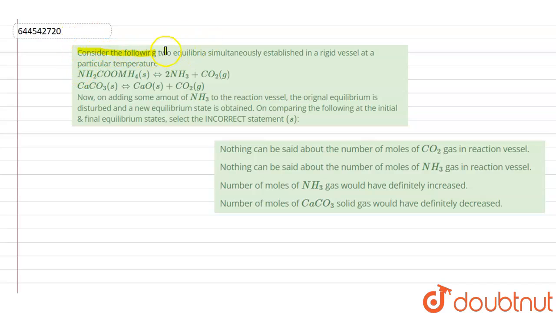Hi all, let me read the question. Consider the following two equilibria simultaneously established in a rigid vessel at a particular temperature. We have the equations. Now, on adding some amount of NH3 to the reaction vessel, the original equilibrium is disturbed and a new equilibrium state is obtained.